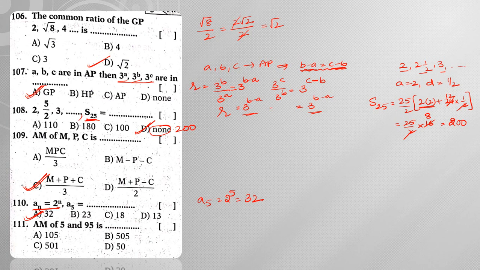Next, AM of 5 and 95. If you observe, AM of 5 and 95 means (5 + 95) by 2. So 5 plus 95 is 100. So 100 by 2 is 50. Hence the answer is 50.